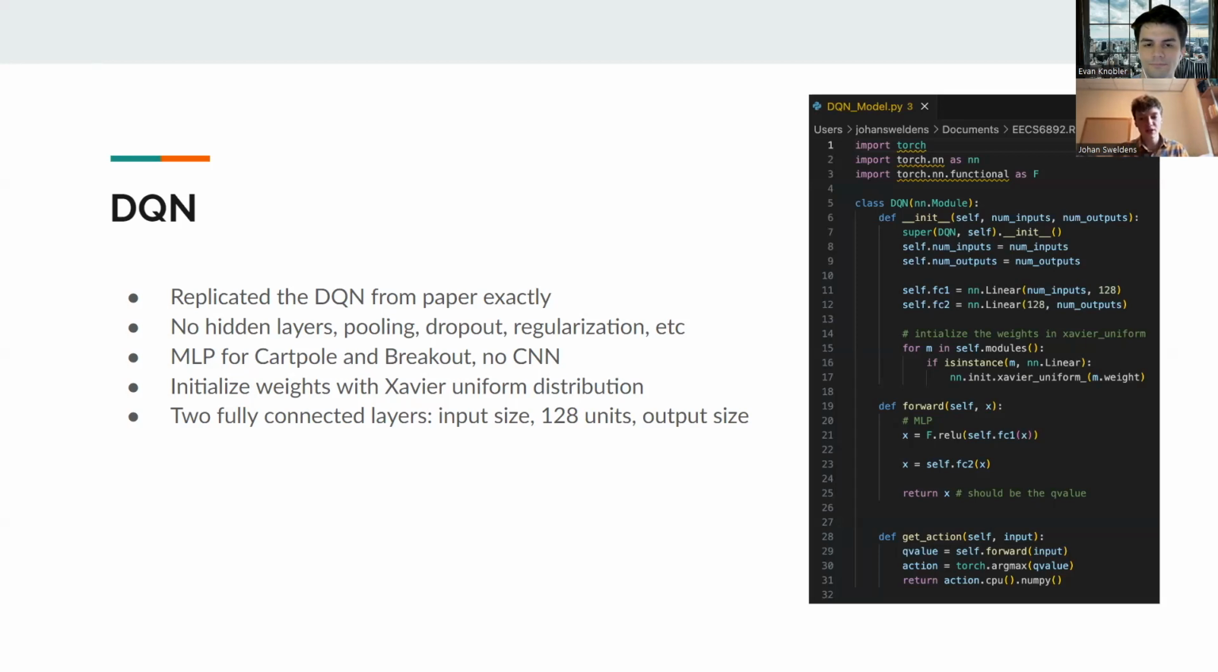It's just two linear layers, which go by the number of inputs, 128 units, and then the number of outputs. And then the weights are initialized with the Xavier uniform distribution, as it was described in the paper, and we replicate that again. Overall, this is just a very, very simple MLP for trying to do some learning.